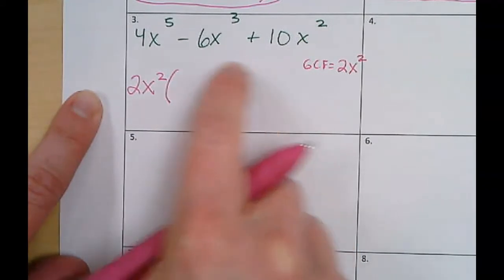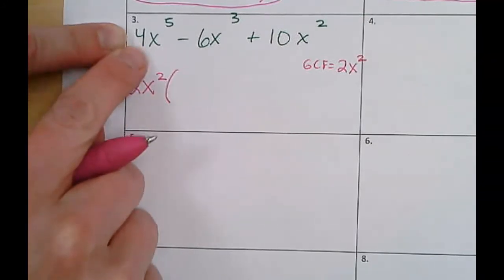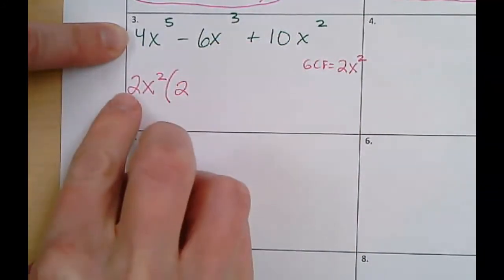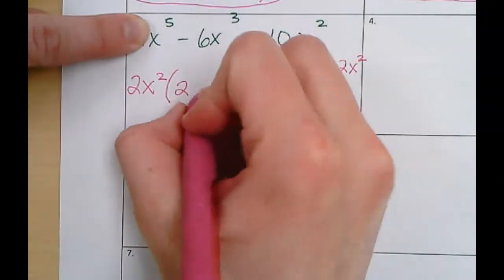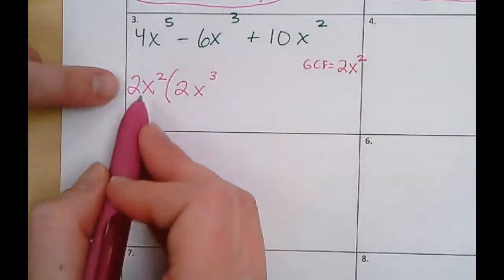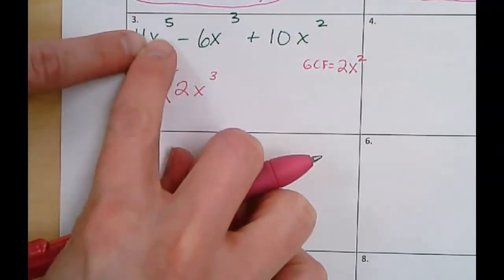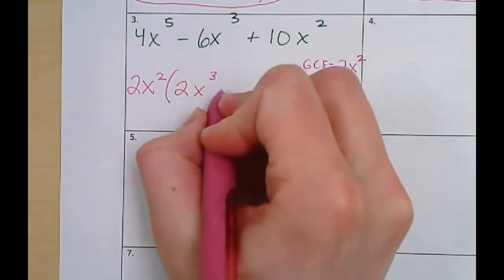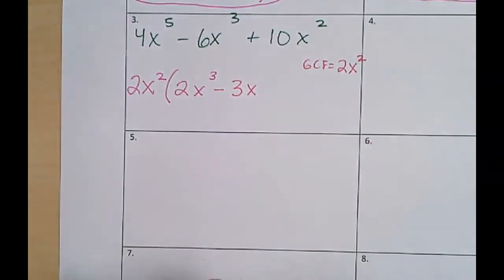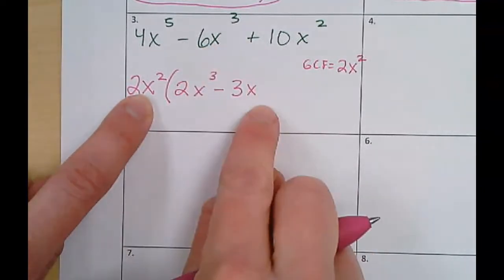Since I did not prime factor, I can't see what's left over. However, we can use a division rule. 4 divided by 2 will leave 2 left over. And x to the 5th divided by x squared, using your division rules, will leave x cubed. Now recheck that. 2x squared times 2x cubed is 4x to the 5th power. My next problem, with the negative 6x cubed. So if I divide out 2x squared, I'm left with negative 3x. Negative 3 times 2 is negative 6. X squared times x is x cubed.